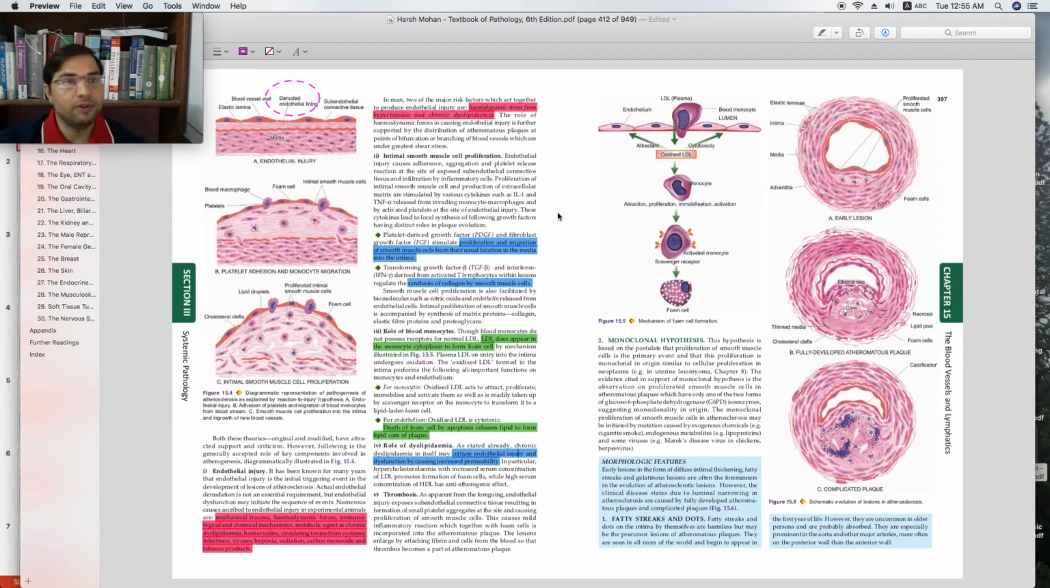So arteries, we have already studied, have three layers: intima, media and adventitia, right? So what happens because of the endothelial injury? Now in humans, this endothelial injury results from hemodynamic stress. Hemo means blood, dynamic means flow, and stress means stress. Because of the fast flowing blood, there is stress in the arteries.